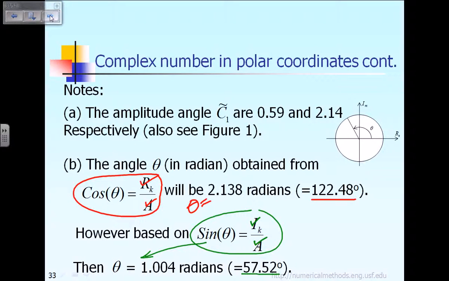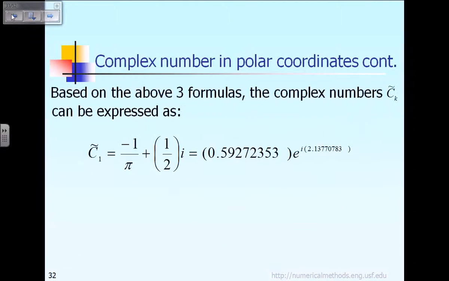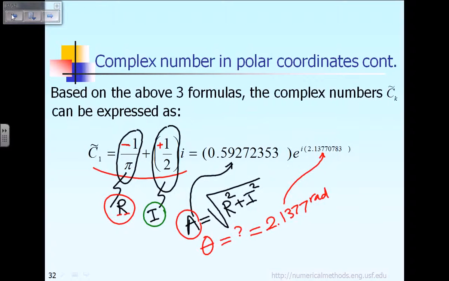So the problem is, how do you know which answer is correct? Because if you use the first formula, your answer for theta is 2.138 radian, which is 122 degrees. When you use the second formula, the answer for theta is 1.004 radian, which is 57.52 degrees. So is this the correct answer for theta, or is this? Well, in order to see which one is right or wrong, you have to remember what I said to you earlier. And what is that?